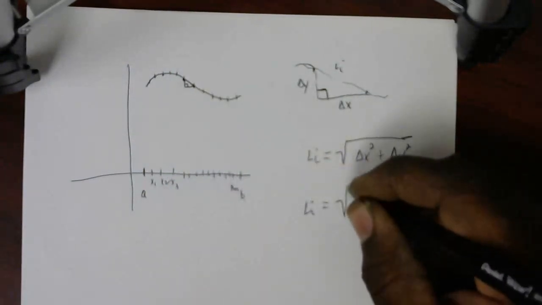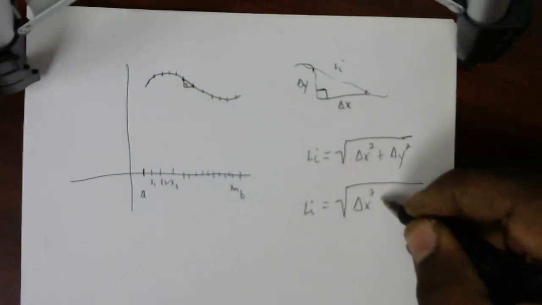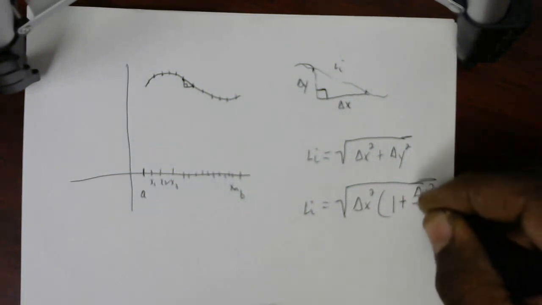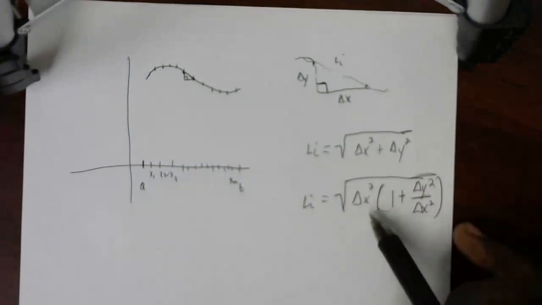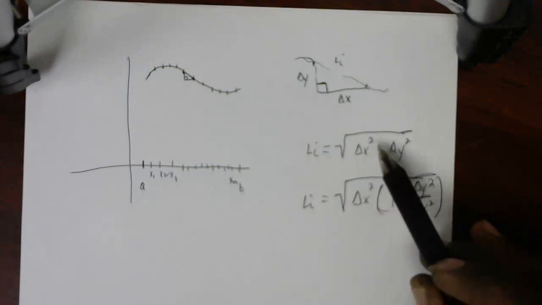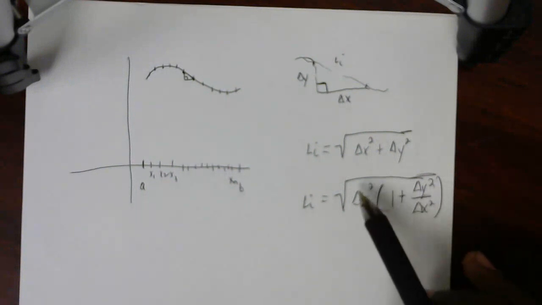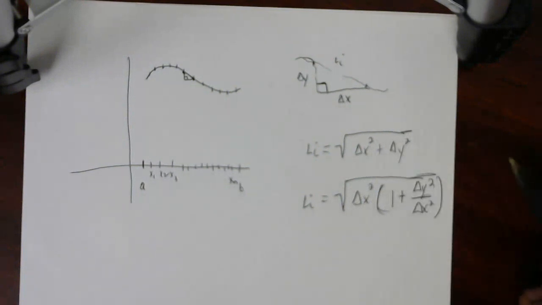That's equal to the square root of delta x squared times 1 plus delta y squared divided by delta x squared. If I distribute, delta x squared times 1 is delta x squared, and delta x squared times delta y squared divided by delta x squared, those delta x squares cancel, and that gives me delta y squared.